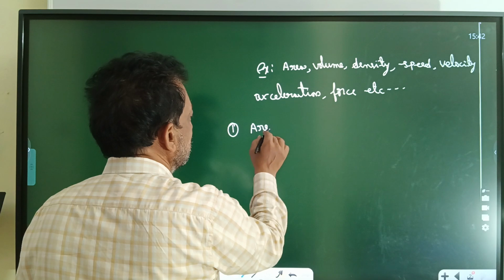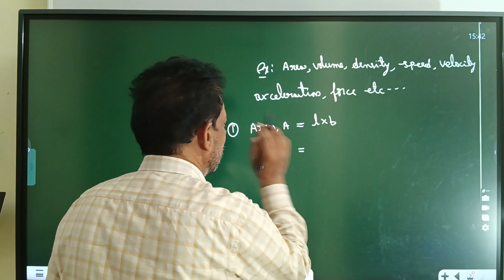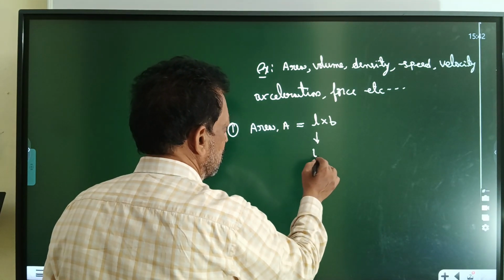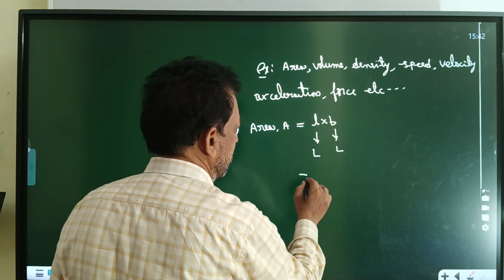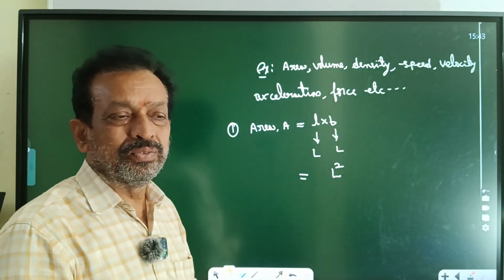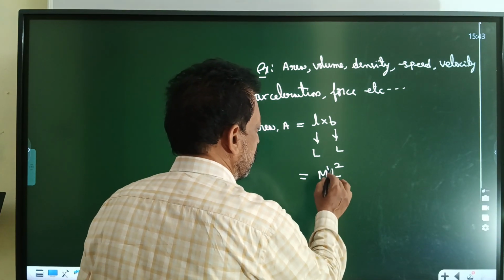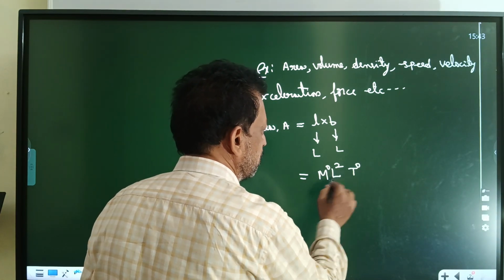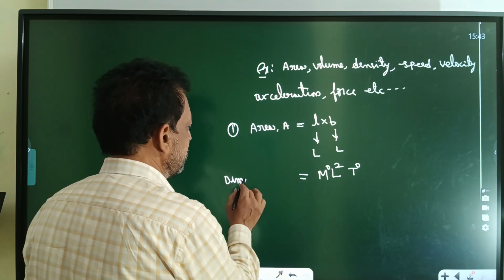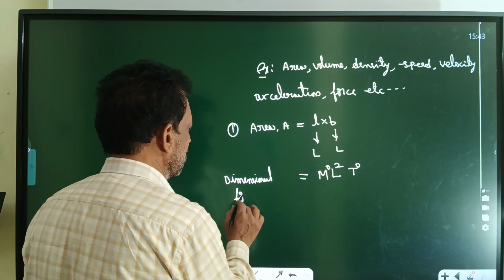Area. Basic formula: area is equal to length into breadth. The dimension formula of length, all of you know, is L only. Breadth also L only. So if you multiply, you get L square. What about the mass? Without mass, no length; to measure, time is also required. That mass is unit. You can write it as M to the power of 0, L square, T to the power of 0. Anything to the power of 0 is unit. So this is called the dimensional formula.